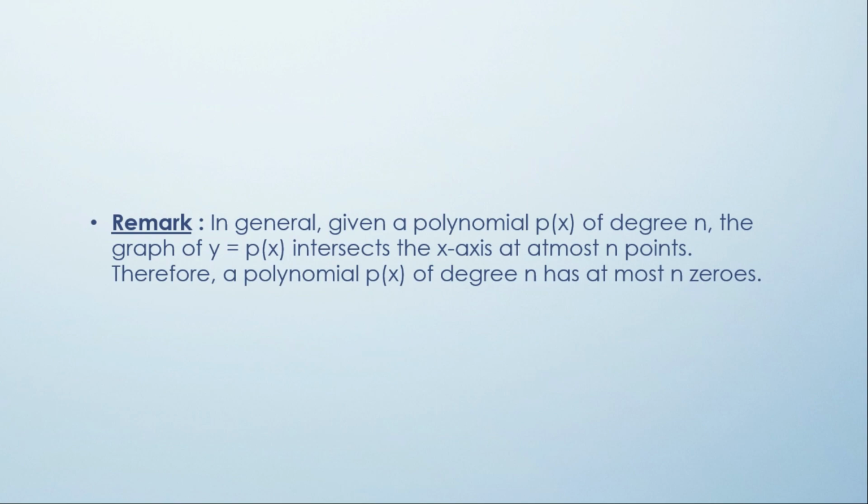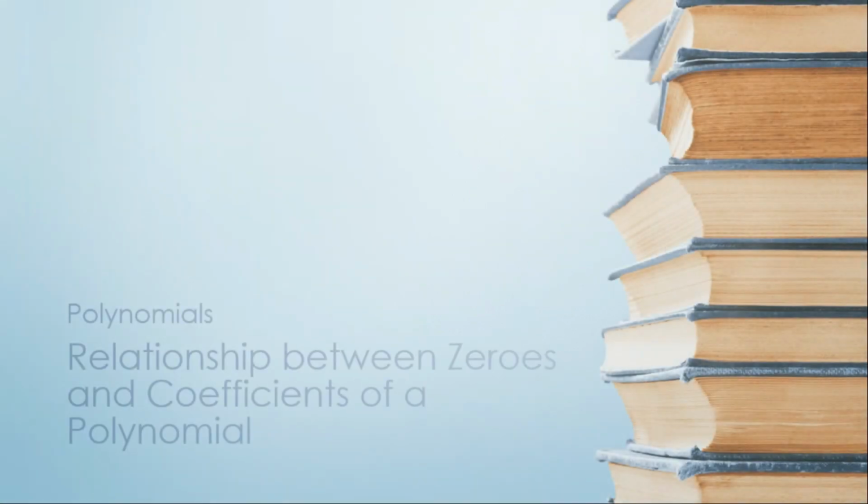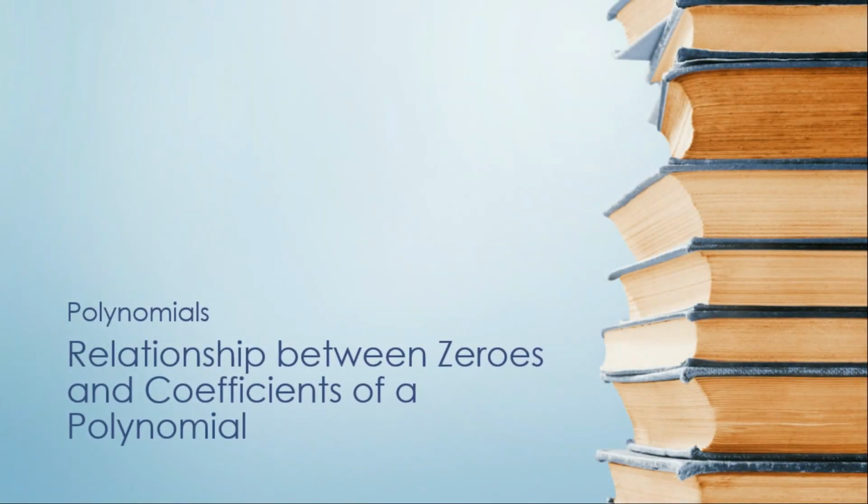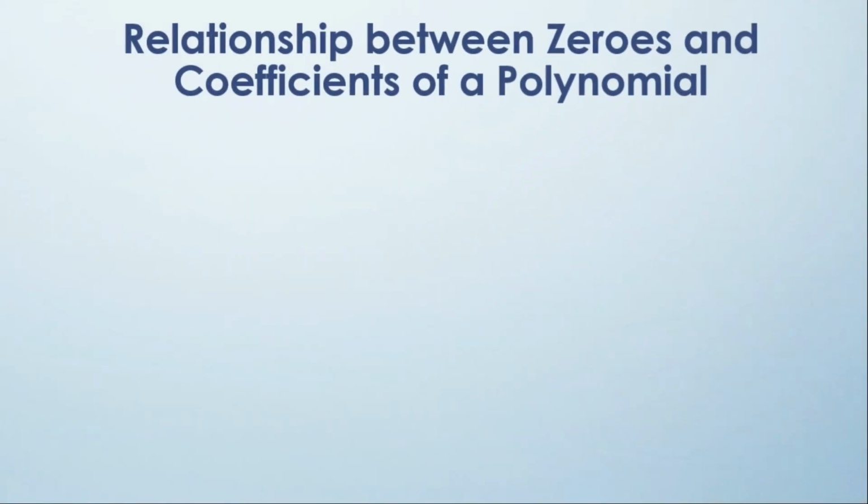Or in general, given a polynomial p of x of degree n, the graph of y equals p of x intersects the x-axis at most n points. Therefore, a polynomial p of x of degree n has at most n number of zeros. Let us now see the relationship between zeros and coefficients of a polynomial. We now know that the zero of a linear polynomial ax plus b is equal to minus b by a, that is minus constant term upon coefficient of x.